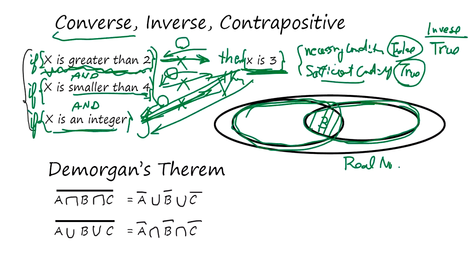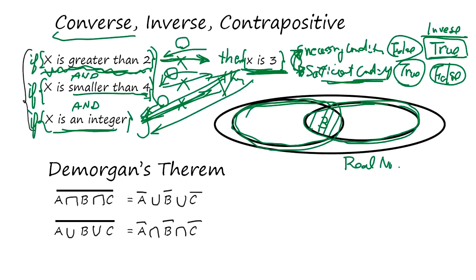Well, you cannot say that, because x is 3, x is not 3, the x could be 4. So the sufficient condition's inverse is false, right? And necessary condition and sufficient condition are in a converse relationship. One side is necessary, one side is sufficient. And inverse changes the statement from true to false.